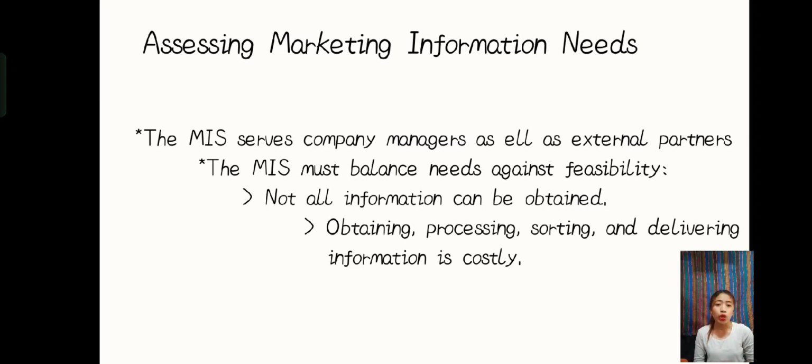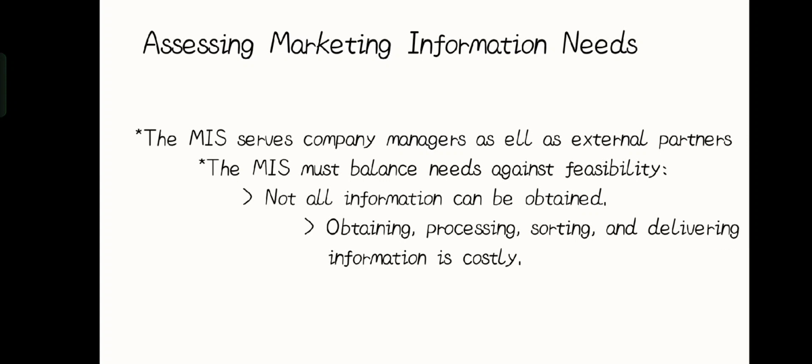activities. In conclusion, assessing marketing information needs is a critical step in developing an effective MIS. It involves identifying the decision-making areas, prioritizing the information needs, and assessing the feasibility of obtaining the information. The MIS must balance the information need against feasibility, considering the cost and time required to obtain, process, sort, and deliver the information. Developing marketing information involves collecting and analyzing data about a market or specific target audience in order to better understand their needs, preferences, and behaviors. This information can then be used to create more effective marketing strategies and tactics.